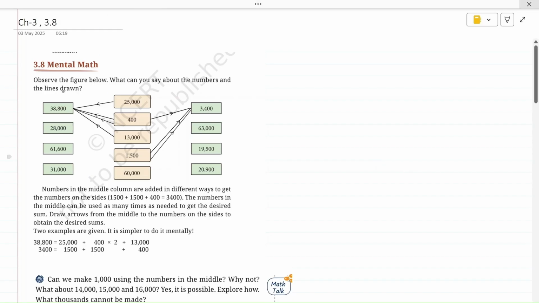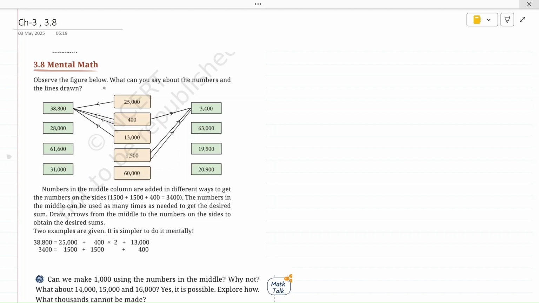So the first thing is observe the figure below. This is the figure given to us. What can you say about the numbers and the lines drawn? So kids, there are these numbers in green. Again, in the right side, we have some numbers in green, and in the middle, we have some numbers in orange color. Okay, and then the numbers which are in the middle, they are joined to the numbers in green with lines and arrows, where the arrow is showing the direction of the line here.